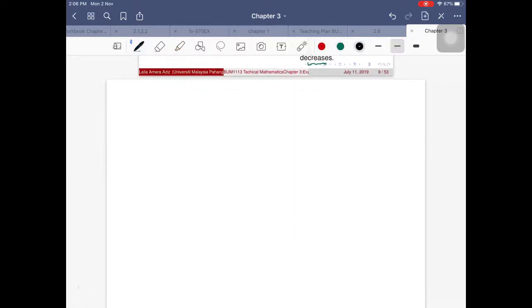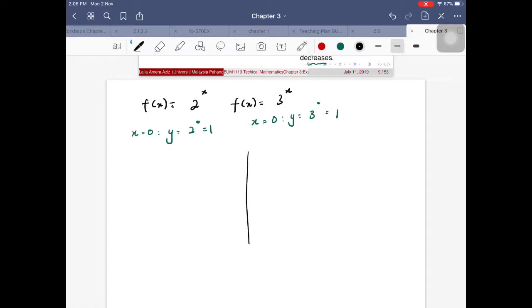Let's suppose I have two functions. I have f of x equal 2 to the power of x, and the other one is f of x equal 3 to the power of x. So how will they differ? In terms of the intercept, it will be the same, because when x is equal 0, y is going to equal 2 to the power of 0, which equals 1. And same goes for this function. When x is equal 0, y is going to equal 3 to the power of 0, it is still going to equal 1. But of course, the shape will be different.